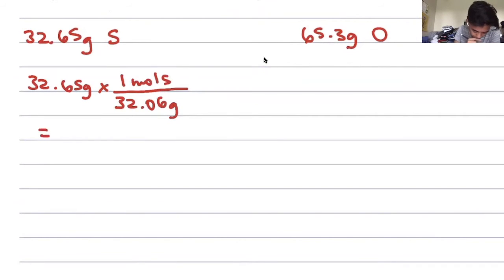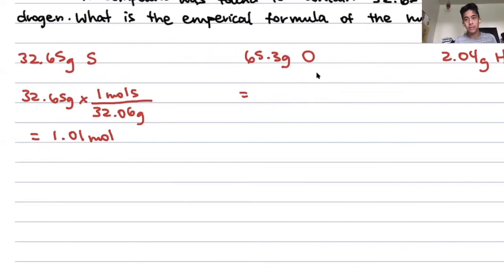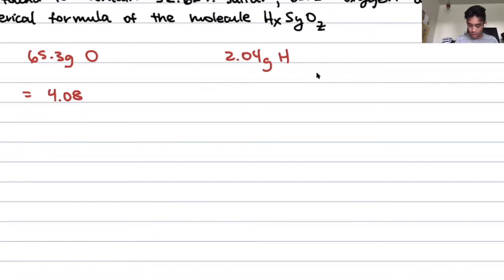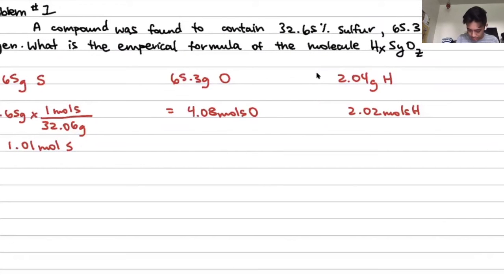Put that in your calculator, and then I should be getting 1.01 moles of sulfur, right? And then I'm going to be doing the exact same calculation with O and H. So when I do the same calculation with oxygen, I should get 4.08, right? And then when I do the same calculation with hydrogen, I should get something around 2.02 moles of H, and then moles of O. Okay, so let's separate these so we can see that, right?